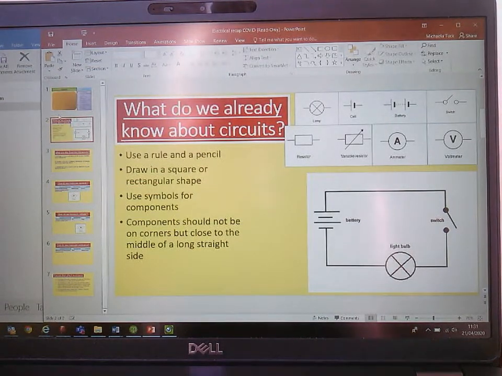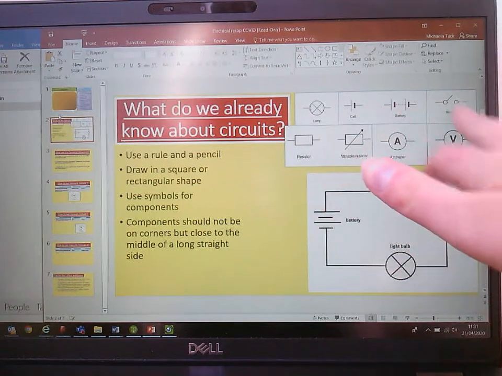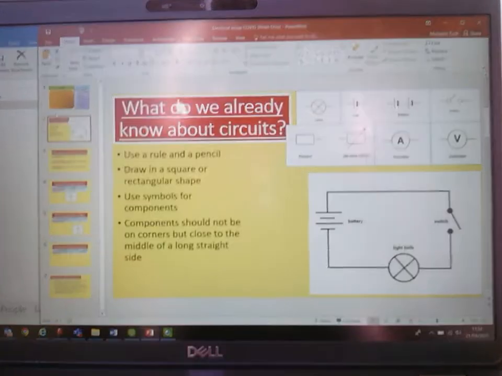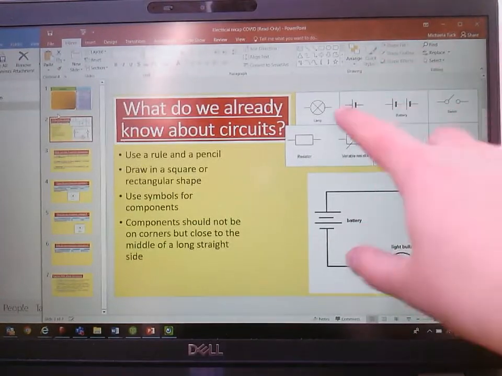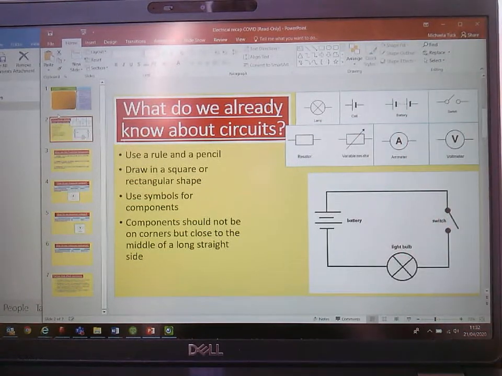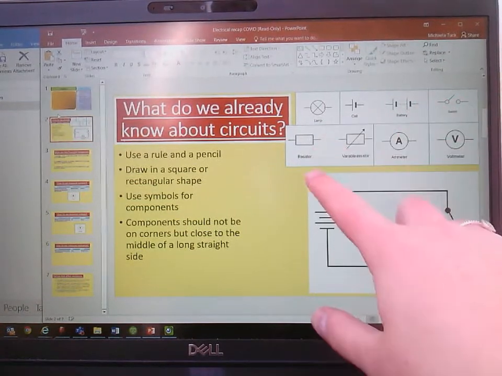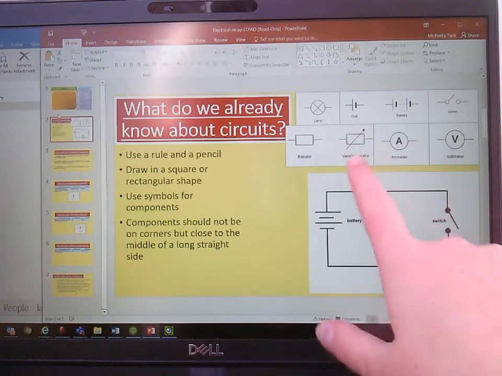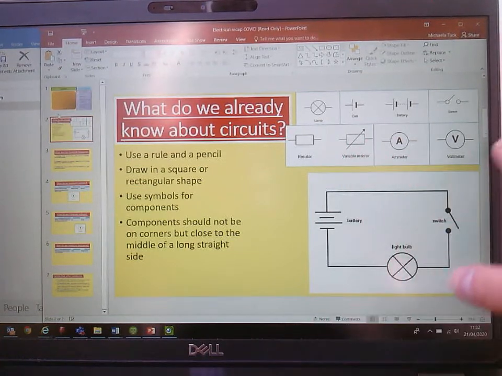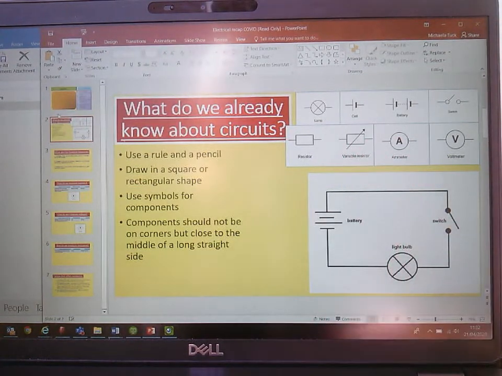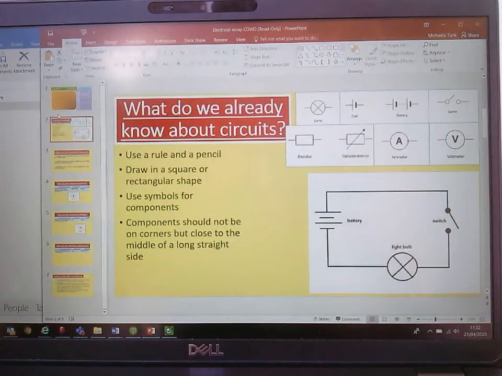So the first thing that we did is we copied down all of these different symbols for a lamp, a cell, a battery. Remember, the difference between a cell and a battery is that a cell is one and a battery is two or more. A switch, a resistor, a variable resistor, that can change the resistance, an ammeter and a voltmeter. We drew them all in our books and we wrote down next to them what each of them did. So if you haven't got that, please make sure you stop and do that now.